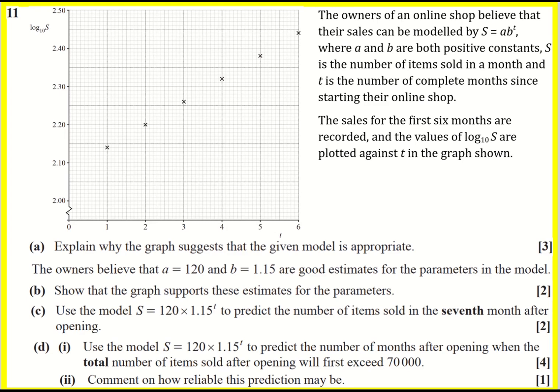Owners of an online shop believe their sales can be modeled by this exponential, s equals ab to the t. A and b are both positive constants. S is the number of items sold in a month. T is the number of complete months since starting their online shop.